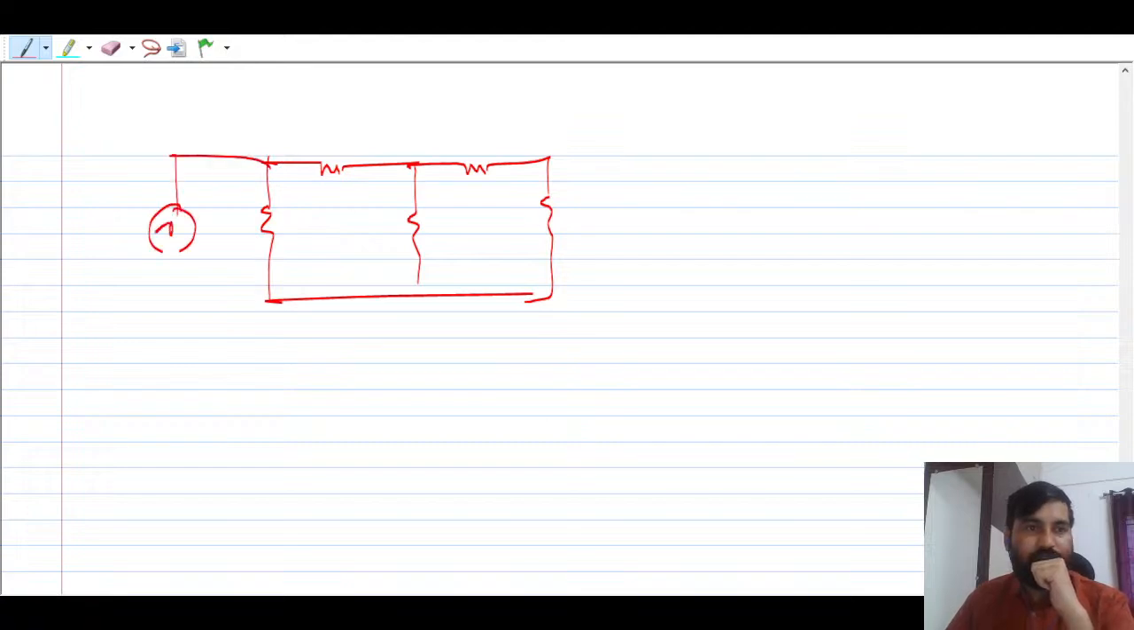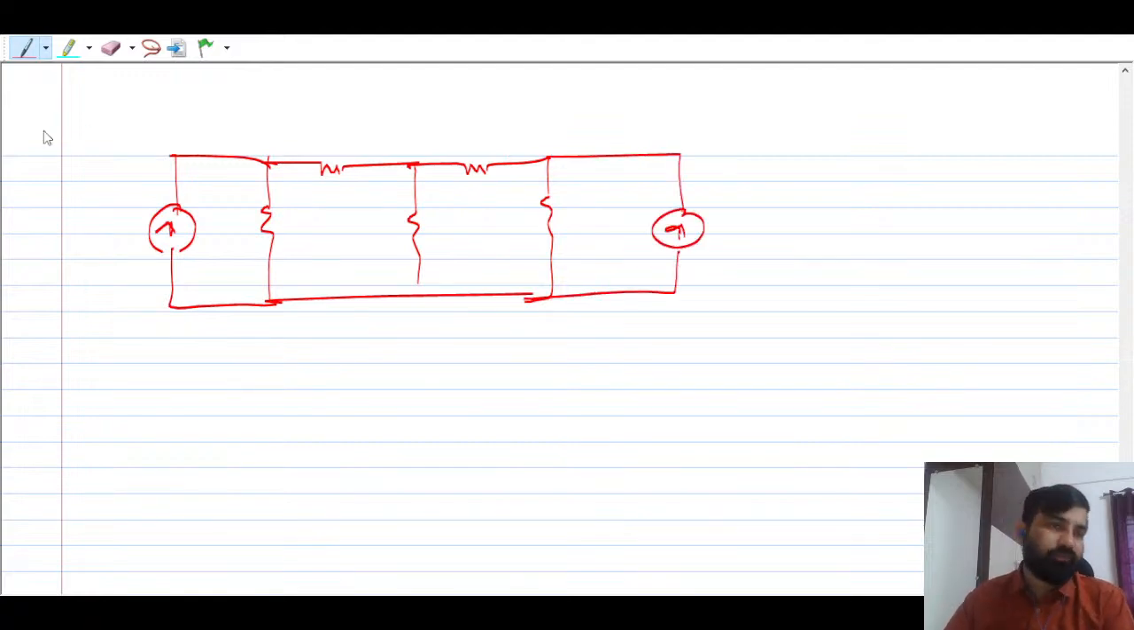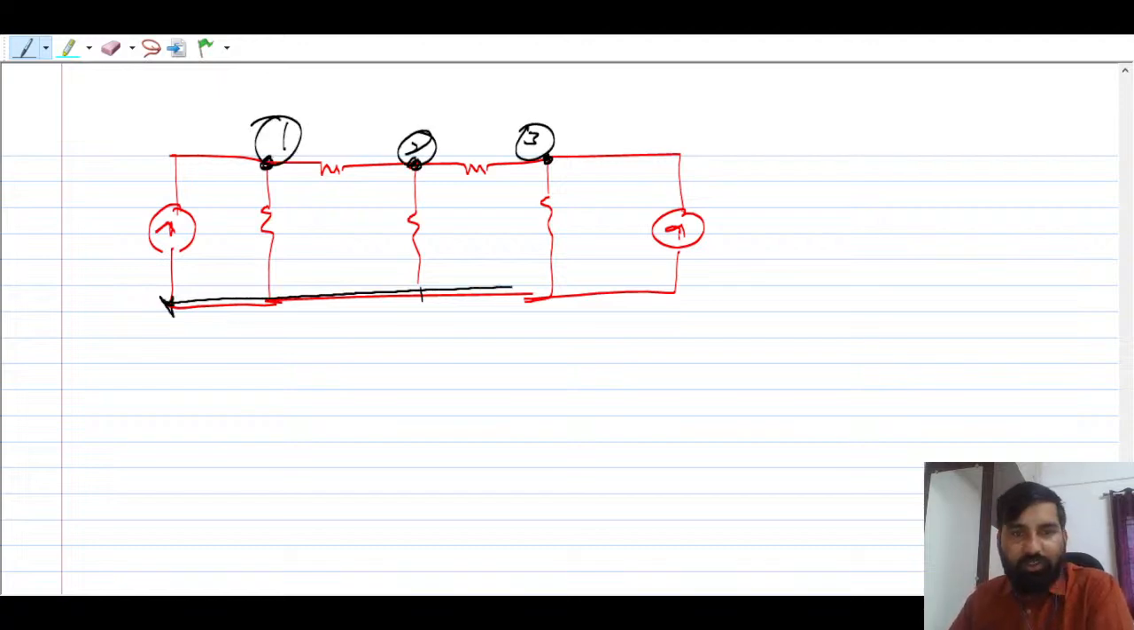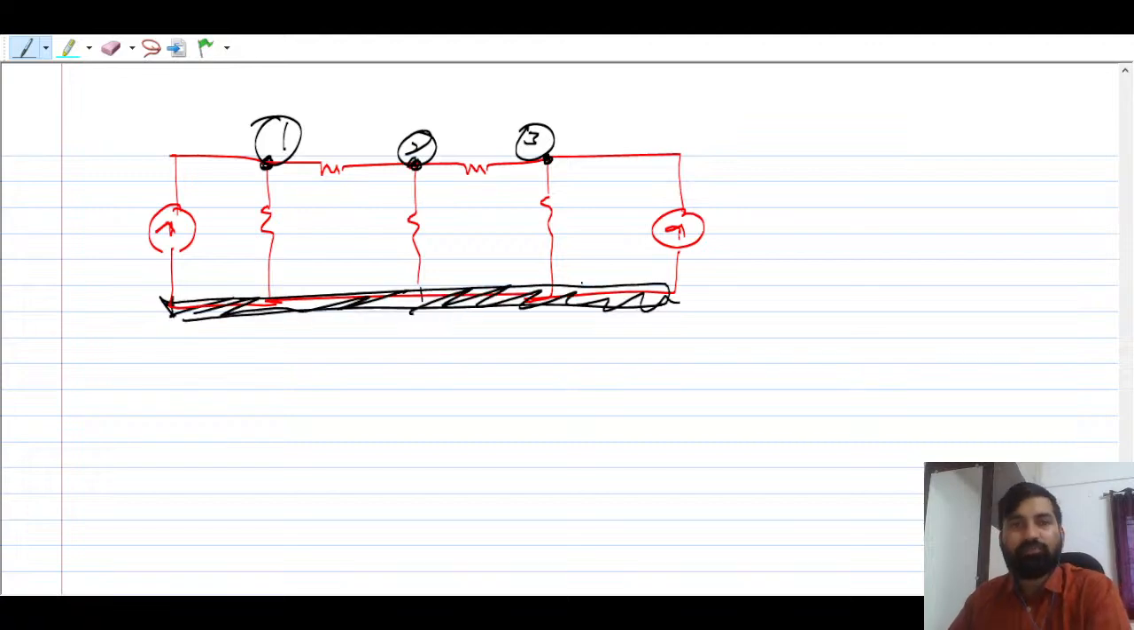And there are current sources, and there is one more current source, right? This kind of circuit is given, suppose. Then you can apply KCL at any node. You can take this node, this node, this node. This is the first node, second node, and third node. And this is also a node, guys. So there are 4 nodes in the circuit, but how many equations can you write? 3 equations, right? N minus 1.